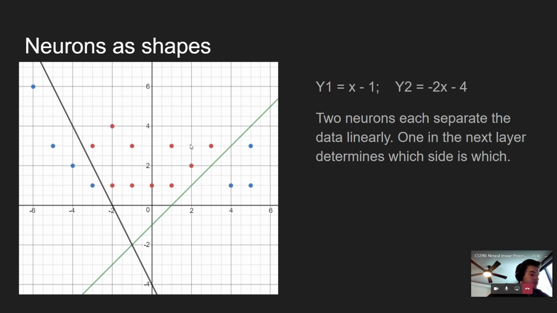So two neurons each separate this data linearly. One in the next layer determines which side is which. Basically, it's the controller in that case. And that works. That should work then with just our linear functions. It's still technically kind of a cheat because it's still only going to work on linearly separable data. A neural network with no activation will not really work super well on any sort of non-linear function, but that's why we have activations, and we will talk more about that in a bit.